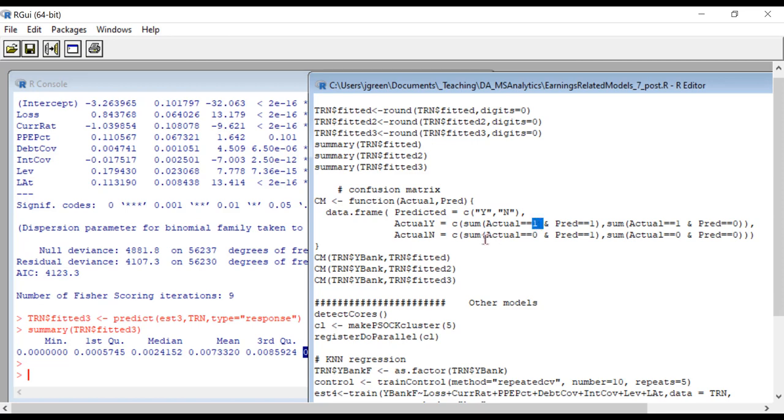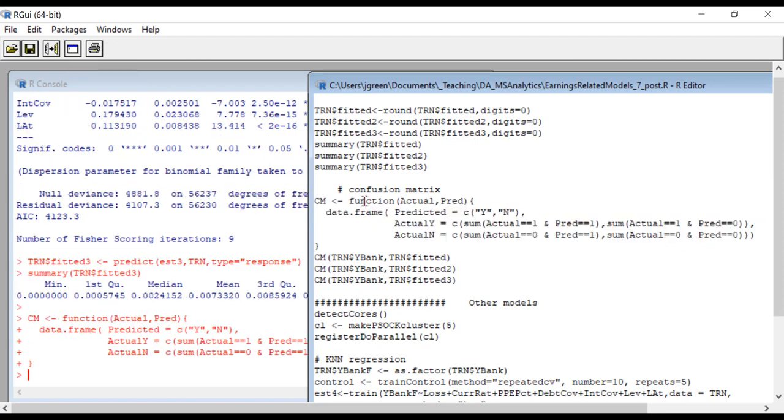This one is a correct prediction. Here we have the actual is equal to 0 and predicted is equal to 1. That's an incorrect prediction. And then the actual is equal to 0 and predicted is equal to 0. That's an accurate prediction. Okay, so when we run this, how I created the function is to make you input each column. So here, from the training data frame, input the YBank column, and from the training data frame, input the fitted variable from the model. And notice I just changed the number: the linear probability model is fitted, the logistic regression is fitted 2, and the probit regression is fitted 3.